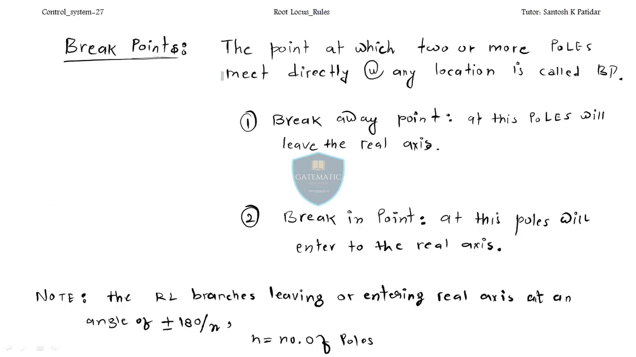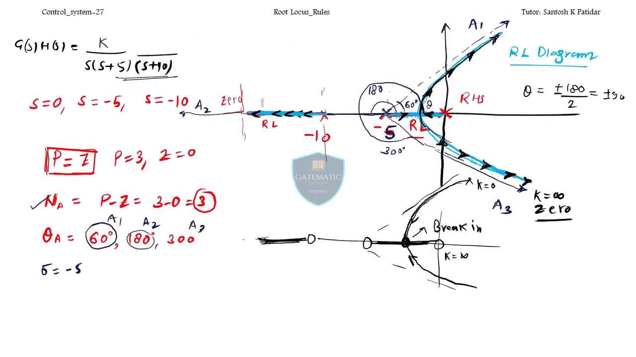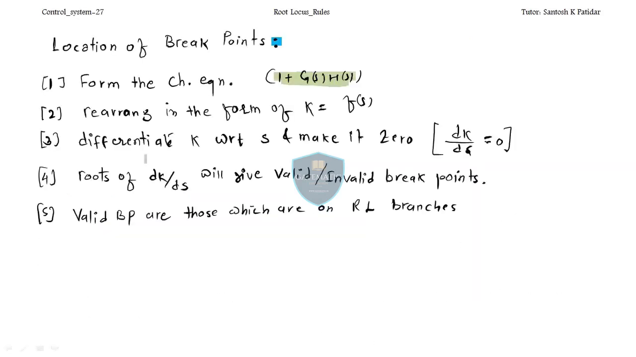Okay, definitely you'll ask me this question. The location of the breakpoint, see over here, at what point will the poles break out, over here or here? This is the entire RL branch, and anywhere I can get the breakpoints, but where exactly? So how will I find that out? Here is the procedure. You have to form the characteristic equation, that is 1 plus G(s)H(s). This is given in the question, so you have to form the characteristic equation. Then you have to rearrange it in the form of K equal to F(s). Means you have to take this K aside and make the F(s).